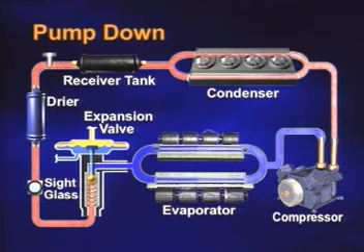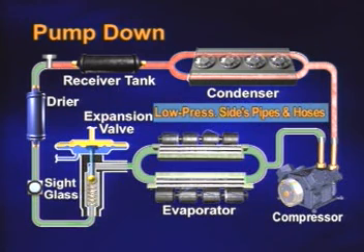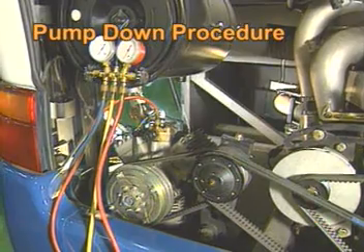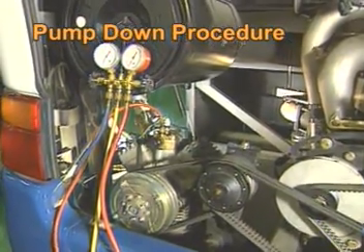Pump down means to move all refrigerant in the low pressure side to the high pressure side. Using this operation, we can repair or replace the compressor, evaporator, expansion valve, dryer, low pressure side pipe and hoses without removing the refrigerant. The pump down procedure is as follows.